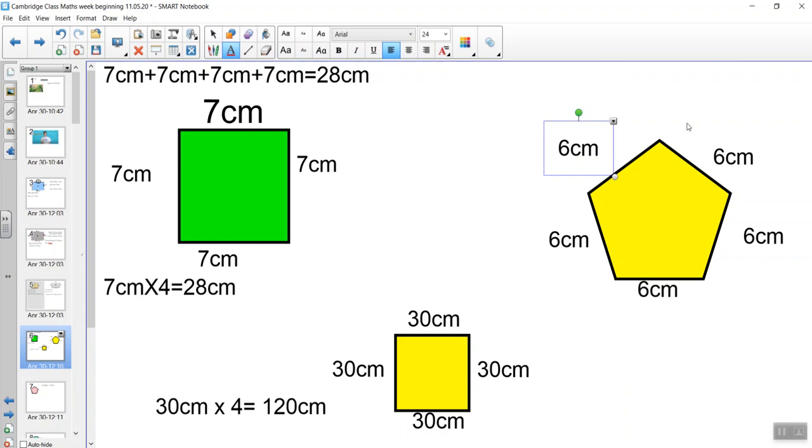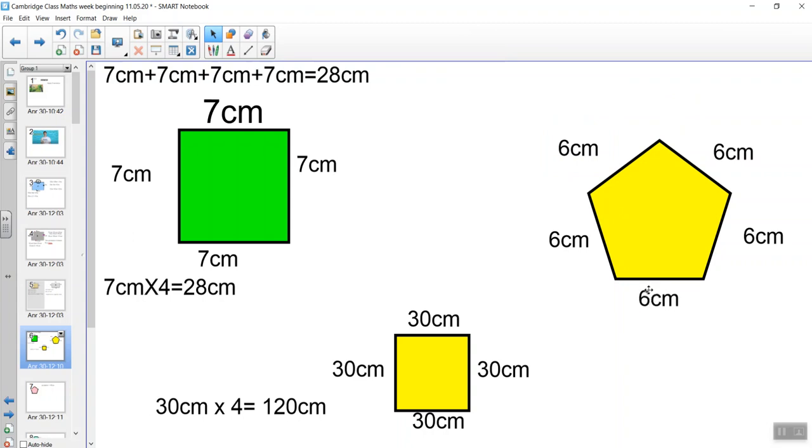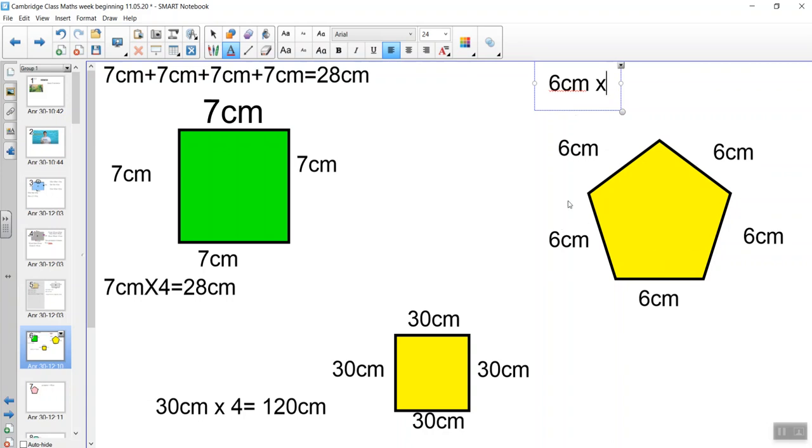So pause the video and see if you can work out for me, what is the perimeter of my yellow pentagon? Pause the video and have a go. And that's right, the perimeter of my pentagon is 6 centimetres, and how many times have I got? 1, 2, 3, 4, 5 times. 6 centimetres times 5. And that comes to 30 centimetres. Well done if you got that.